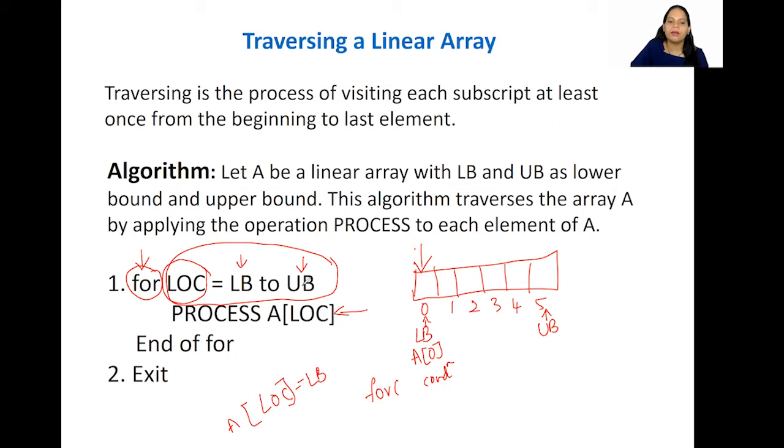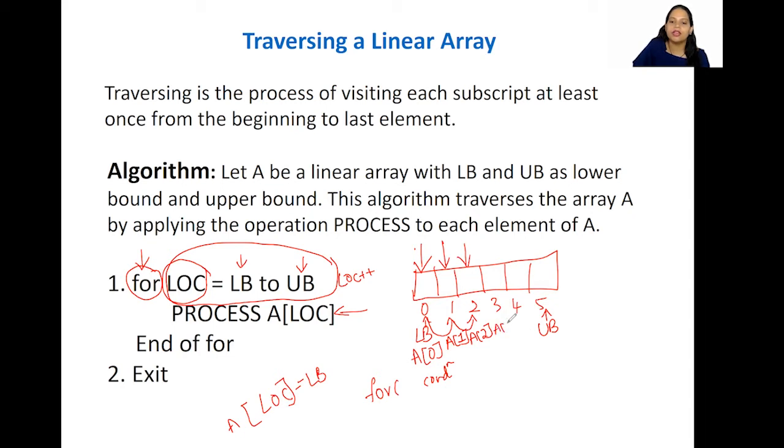And then what is going to happen along with the for loop? Always remember we also increment it. So if I'm incrementing this, what is happening next? The LOC is getting incremented to the next one. So we are going to access A of 1 and then we will process A of 1. Next step in the for loop, we are going to increment it and reach A of 2, and then we are going to process this particular data item.